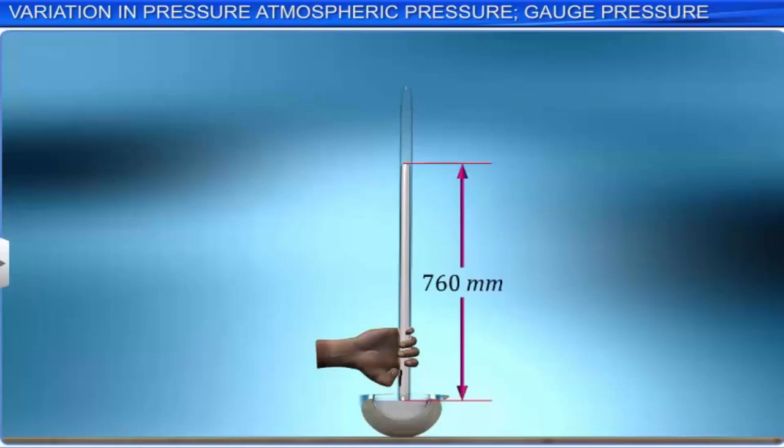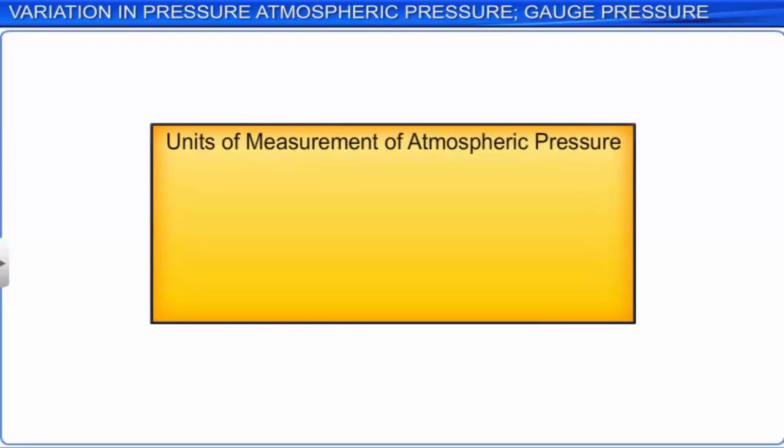There are different units of measurement for atmospheric pressure. It can be measured in millimeters or centimeters of mercury column in the barometer. Or Torricelli's. 1 Torricelli is equal to 1 millimeter of mercury column. Or in Newton per square meter or Pascal in SI, or dyne per square centimeter in the CGS system, or in bars. 1 bar is equal to 10 raised to the power of 5 pascals.